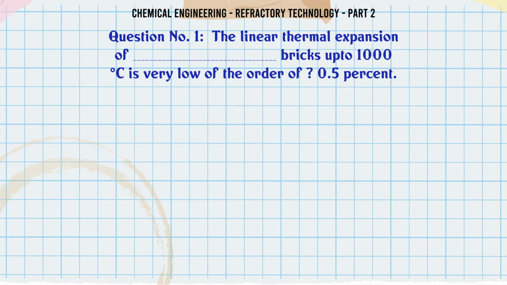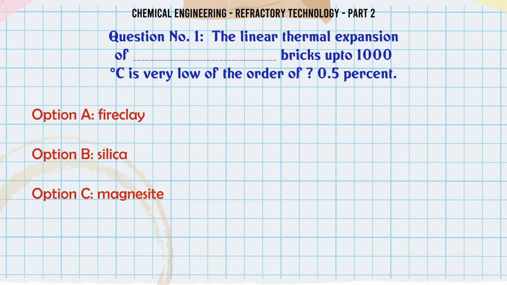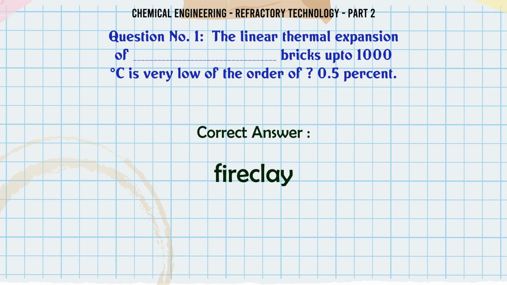The linear thermal expansion of bricks up to 1000 C is very low, of the order of 0.5%. A. Fireclay. B. Silica. C. Magnesite. D. Corundum. The correct answer is fireclay.